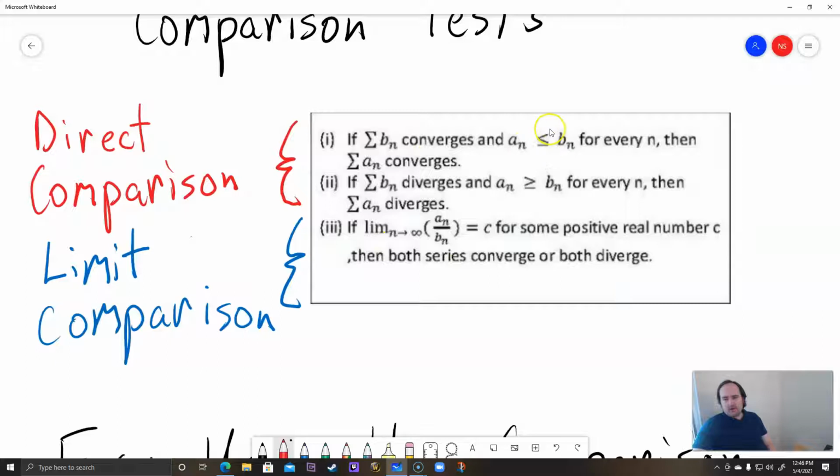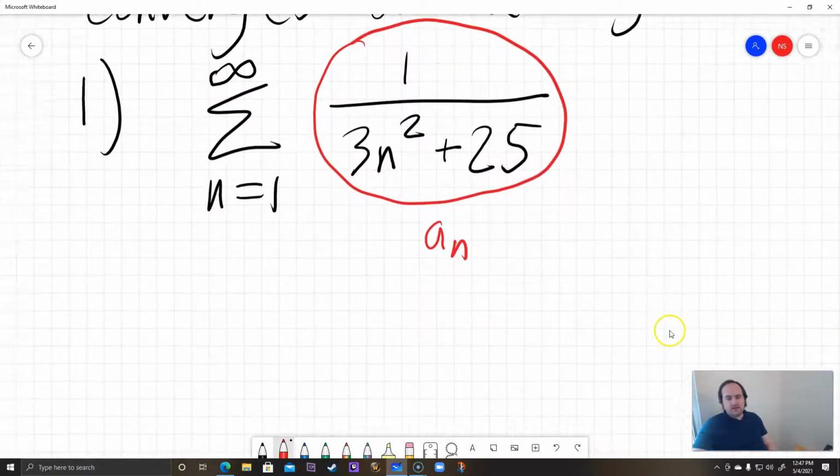So we want to find another series bn such that an is less than or equal to bn, or an is greater than or equal to bn. So we need to find another series, sum of bn, such that one of these is true. That way we can use the information to determine whether it converges or diverges. Okay, so the hard part is thinking of the bn.